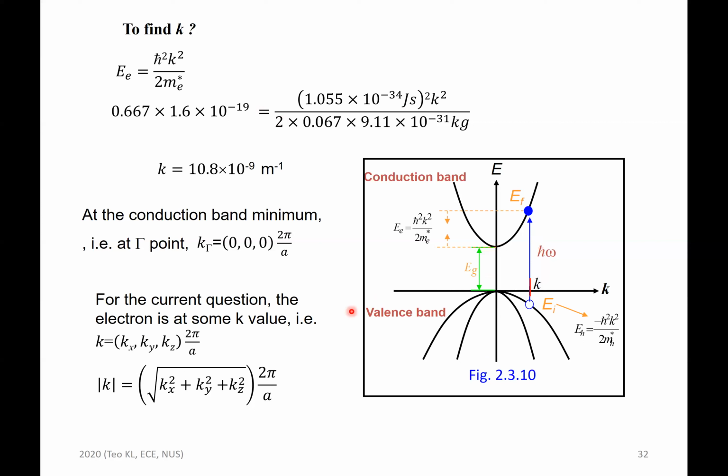So in principle, if you know the k, which is kx, ky, kz, measured in 2π over a, then if you take the modulus of k, you can find the k value. So that gives you the square root of kx squared plus ky squared plus kz squared, times 2π over a. That's how you find the k value. But in this question, since kx, ky, kz is not given to you, you can calculate it from the electron energy.